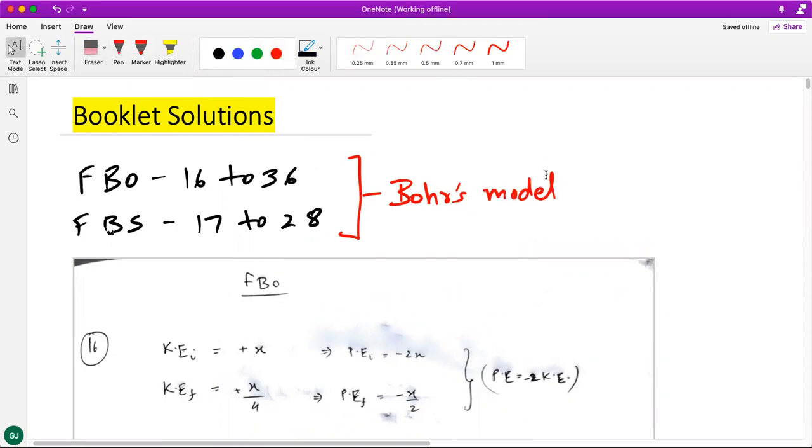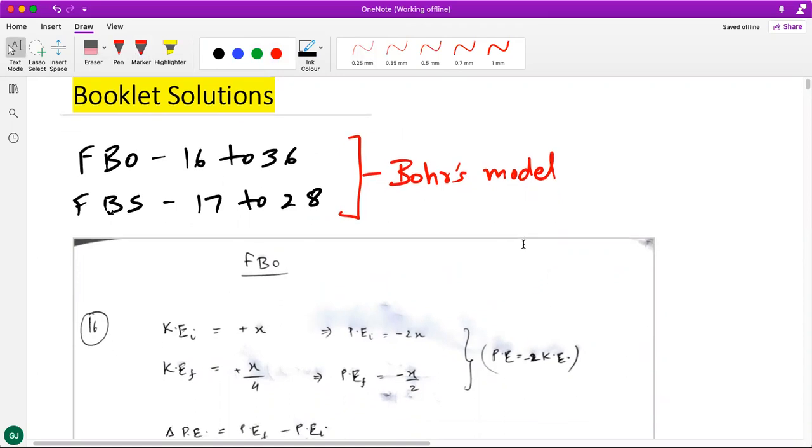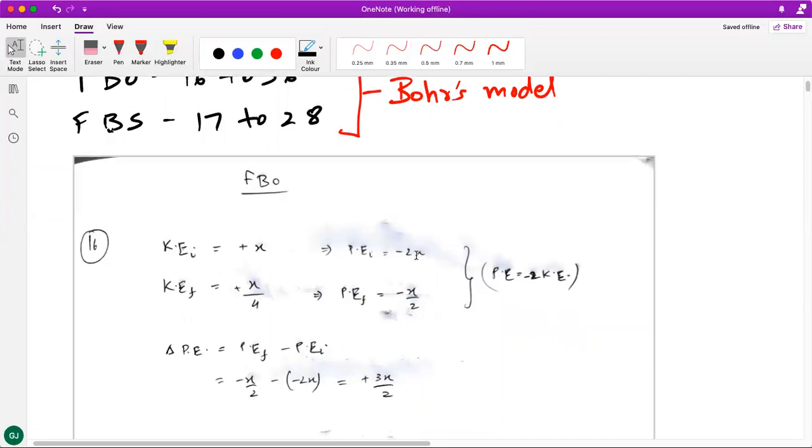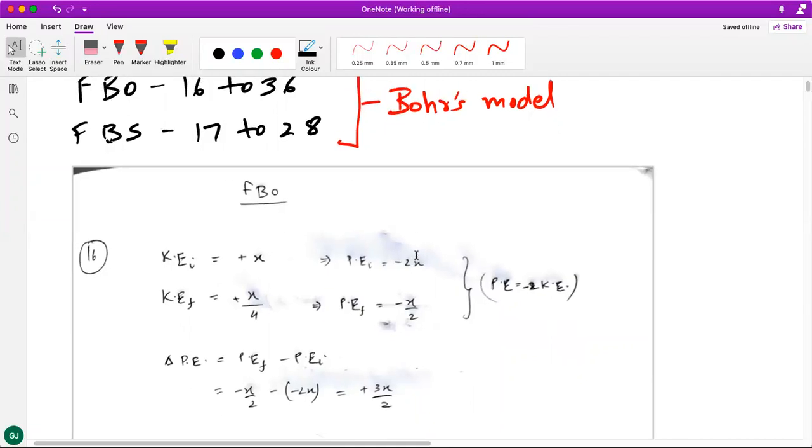the homework assigned is based on the mathematical results from Bohr's model. So let's go question by question. Let's start with the first question.